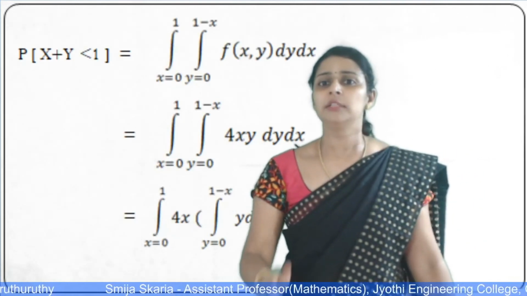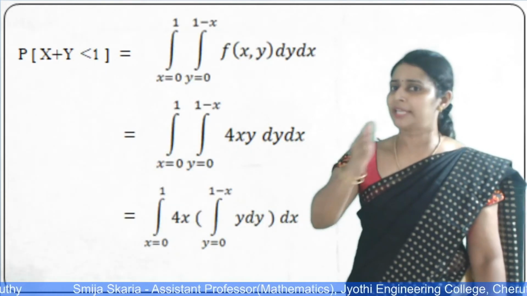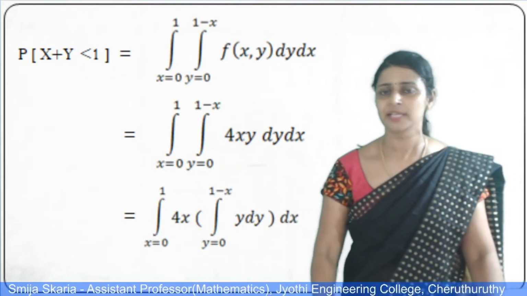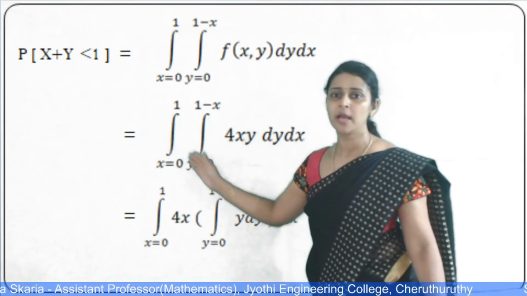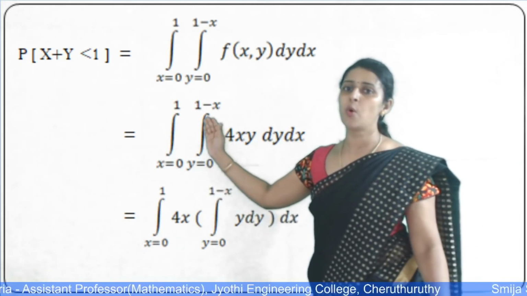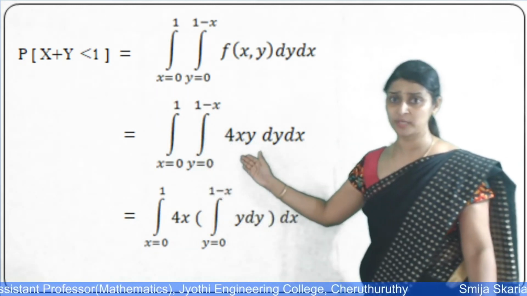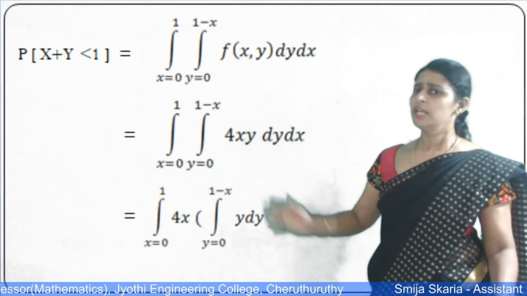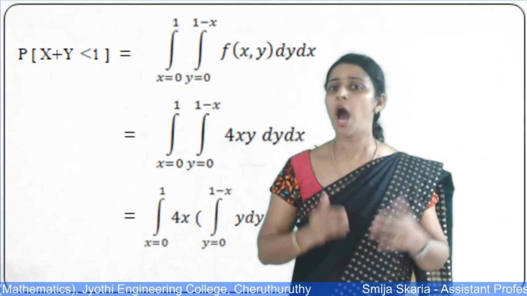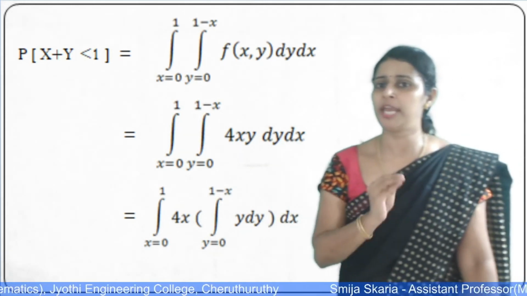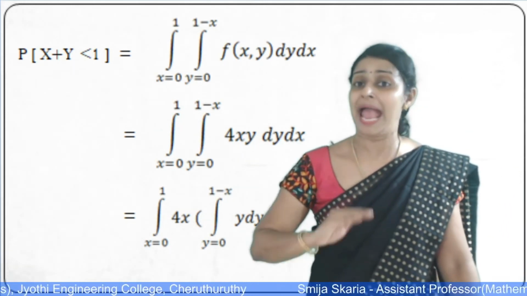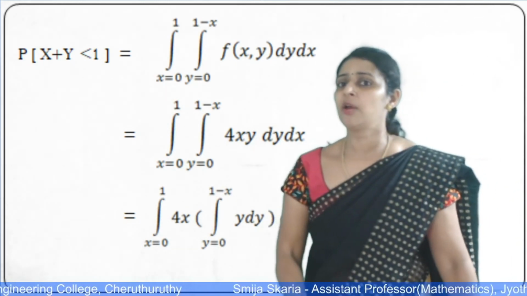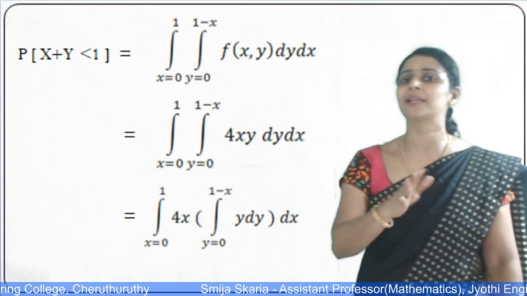Okay. Now moving to the problem. So here I have given variable limit for y and constant limit for x. So x varies from 0 to 1 and y varies from 0 to 1 minus x. And what is f of xy? f of xy equal to 4xy, with dy dx. So how will you evaluate double integrals? We have to keep one variable as constant and integrate with respect to the second variable. So here I am integrating with respect to y first, keeping x as constant.